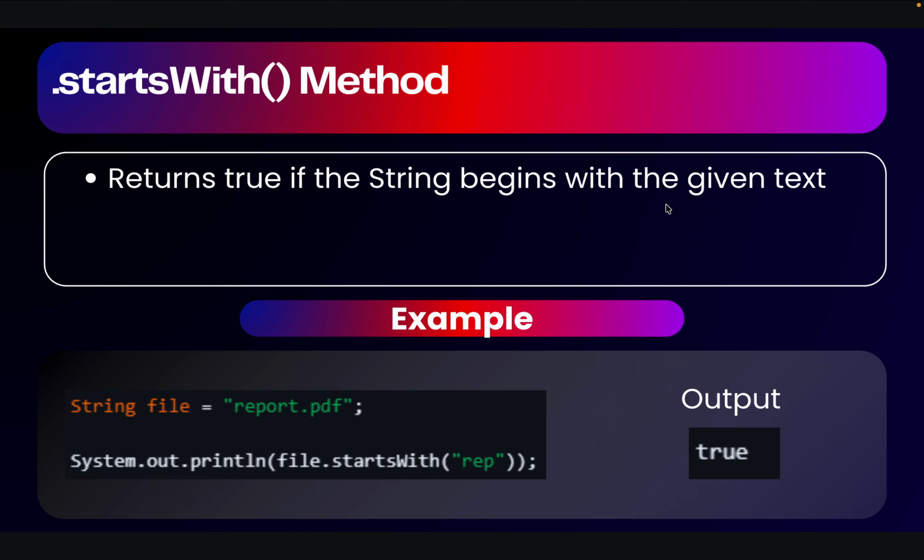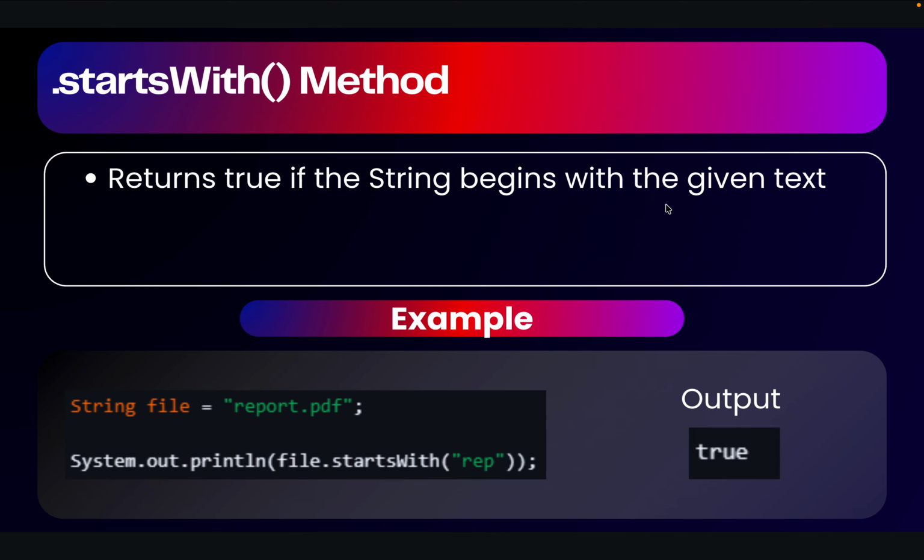So in the example, you see that we have a variable called file that's holding report.pdf. And in the print statement, we're pretty much saying that we want to take file and we want to complete the action of the starts with method on it. And we're basically saying that we want to search to see if that string starts with REP. So our output in this case is true because it does start with REP.